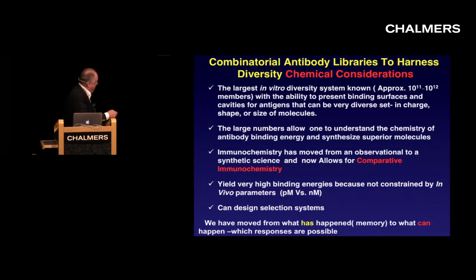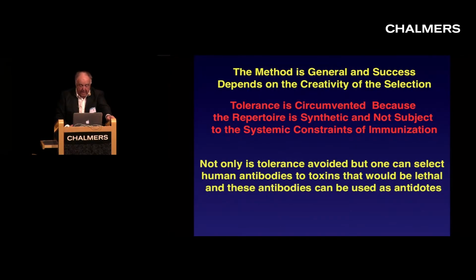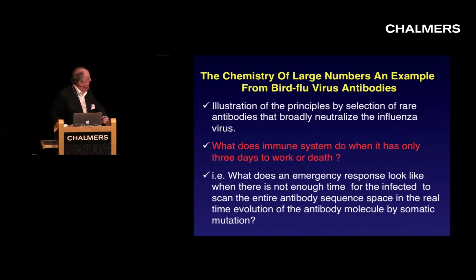In this game, we want to know what can happen. And specifically, we want to know what can happen if you have 10 to the 11th binding proteins in a selectable format. Method is general. I won't dwell on that. But I will dwell for a few seconds on this.